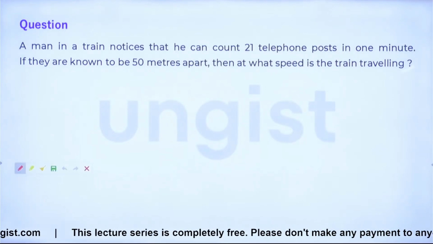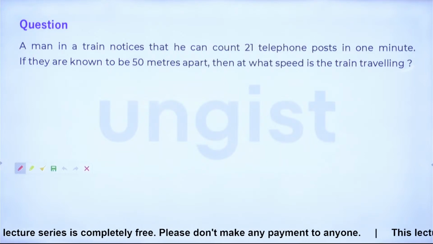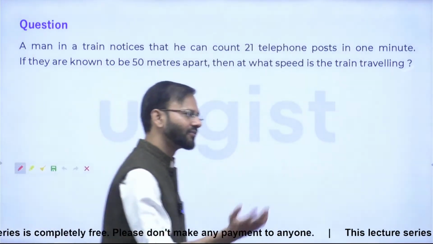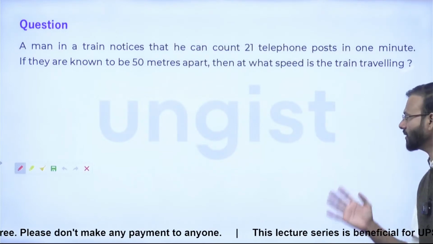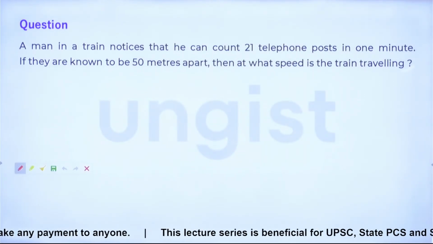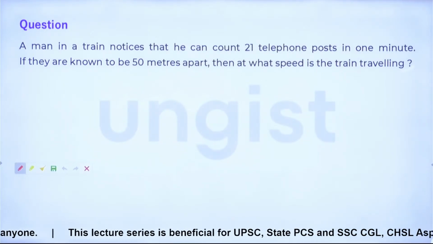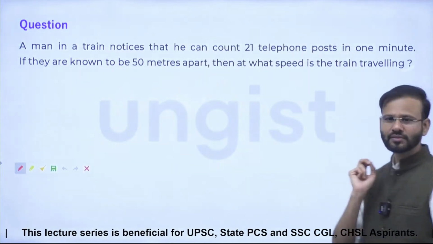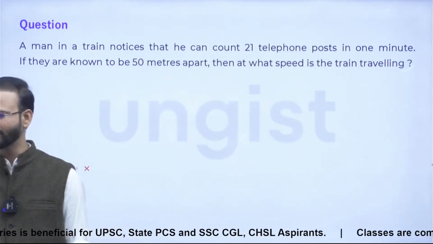What they have given and what they have asked. Just tell me. Yes, all of you. What they have given and what they have asked. Just think on it, please. Distance is given, time is given, speed is asked. Speed they have asked, right? Speed of the train they have asked.